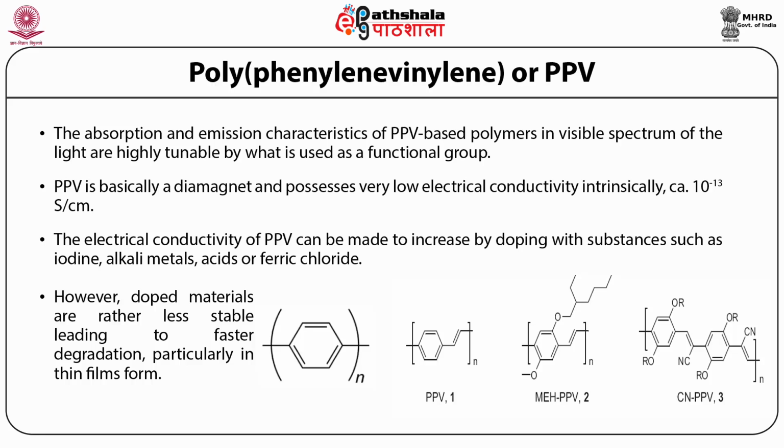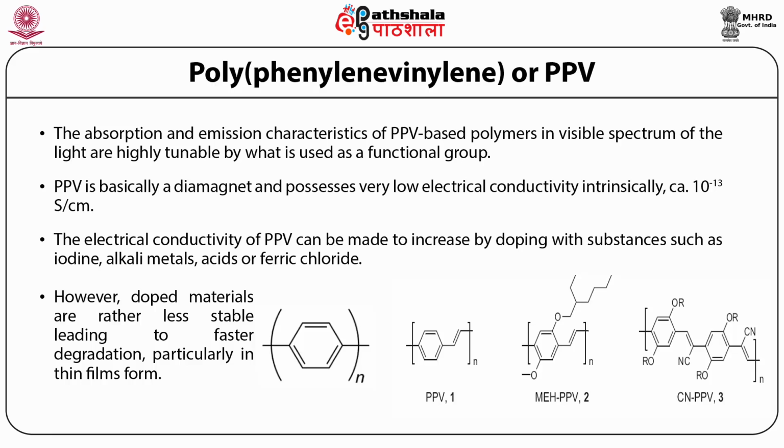Generally, two approaches are used for synthesizing the PPVs. First is called the Wessling method, and the second is the Gilch method. In the Wessling approach, xylene-sulfonium salts are reacted with an equal molar amount of base, leading to the formation of a soluble precursor polymer. This precursor polymer is then thermally treated to yield the conjugated PPV.